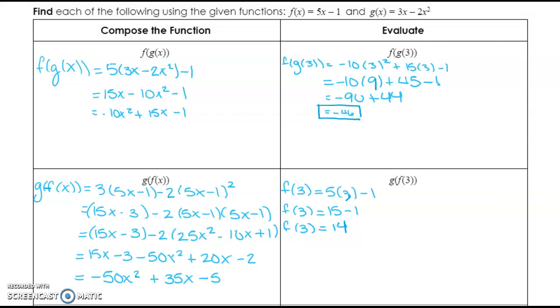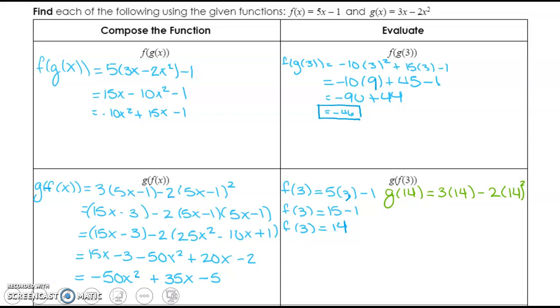So now what we want to do, since we have g of f of 3, we want to input our result from f of 3 into our g of x function. So what we want to do is find g of 14, because that is the output of f of 3. So we want to put that in as our input into g of x. So now we want g of 14. So if we were to input 14 in instead of x into the g of x function, we would get 3 times 14 minus 2 times 14 squared.